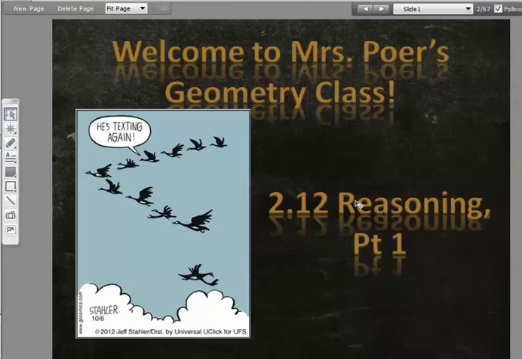Here we are with lesson 212, reasoning part 1. So we're still working on proofs.